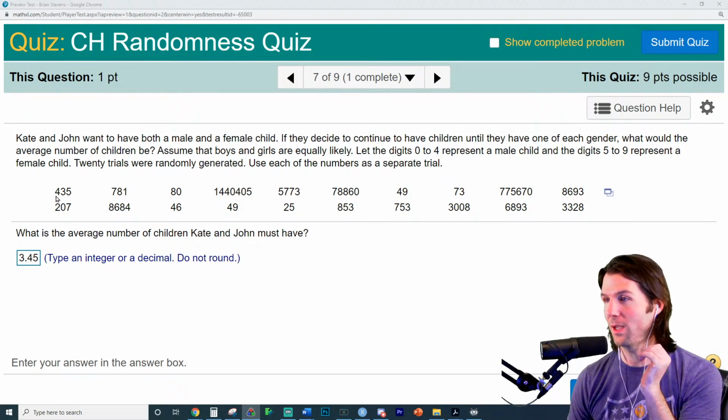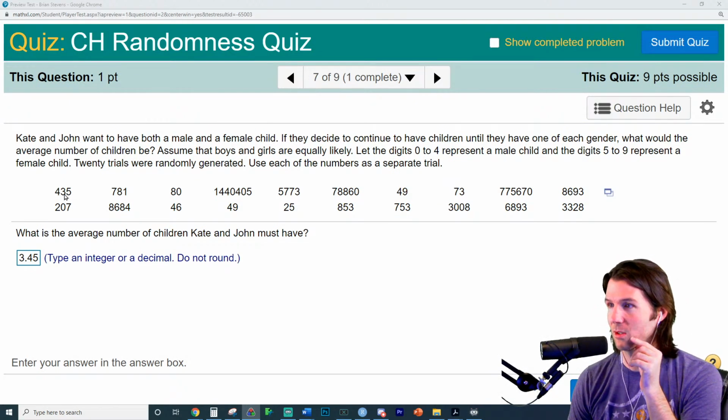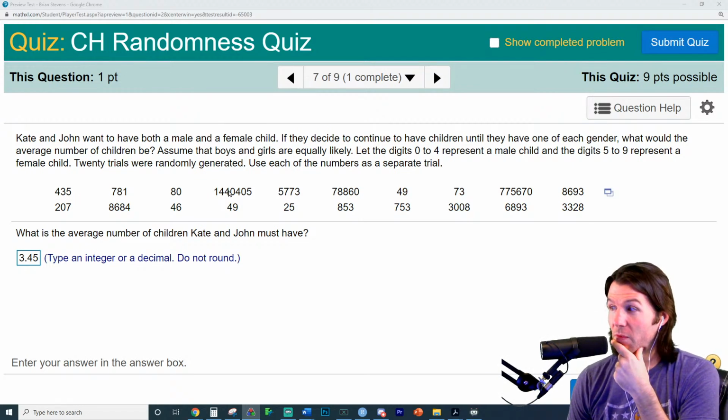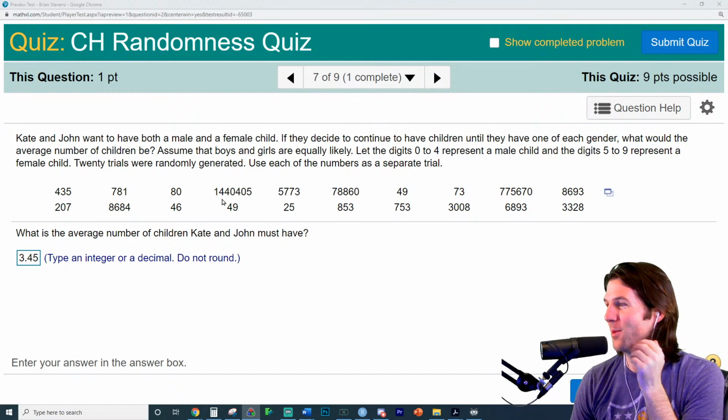2 boys and 1 girl. Yep, I have an older brother and a younger sister. So there's my older brother, there's me, and there's my younger sister. Now, this family right here, could you imagine a family being like, we're gonna have a boy and a girl, and then they're like, boy, boy, boy, boy, boy, boy, girl.